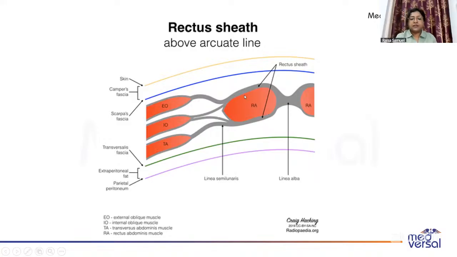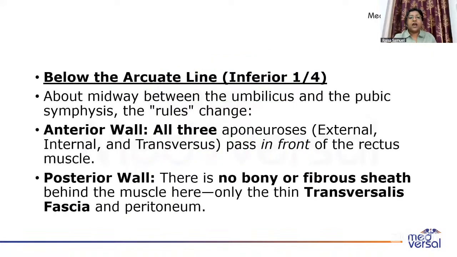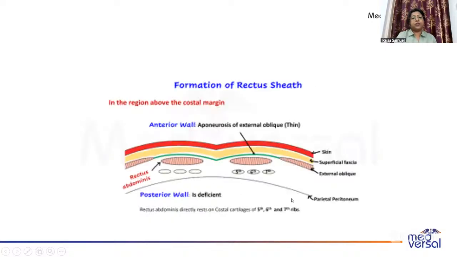Now what happens below the arcuate line? Below the arcuate line, about midway between the umbilicus and the pubic symphysis, the rules change. For the anterior wall, all three aponeuroses, that is of the external oblique, internal oblique, and transversus abdominis, pass in front of the rectus muscle. For the posterior wall, there is no fibrous sheath behind the muscle here. Only the thin transversalis fascia and the peritoneum are present.